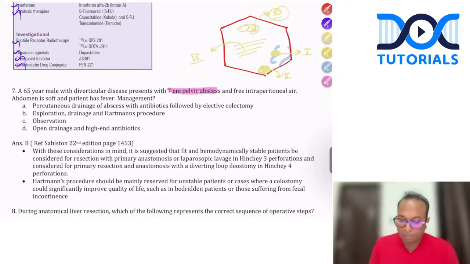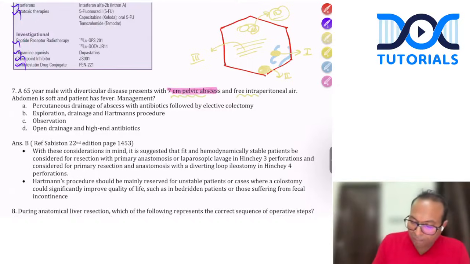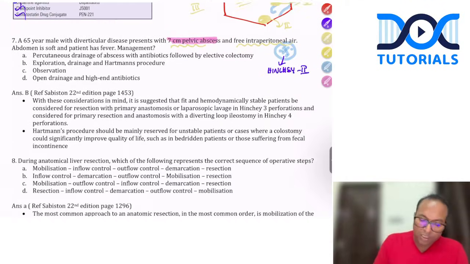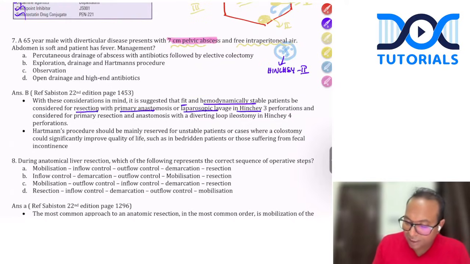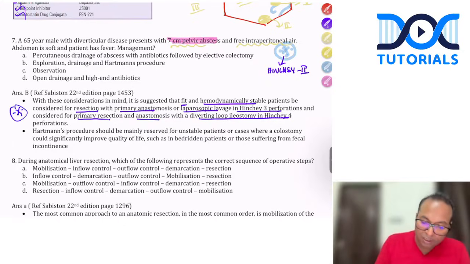So a 7 centimeter pelvic abscess is given, and free intraperitoneal air is given. In this question you have to watch whether there is any collection in the abdominal cavity. If there is no collection in the abdominal cavity, it comes under Hinchey 3. As per this question, it comes under Hinchey 2. With these considerations in mind, it is suggested that fit and hemodynamically stable patients be considered for resection with primary anastomosis or laparoscopic lavage in Hinchey 3 perforation, and consider primary resection anastomosis with a diverting loop ileostomy for Hinchey 4. So this question is probably given as Hinchey 2 or Hinchey 3.